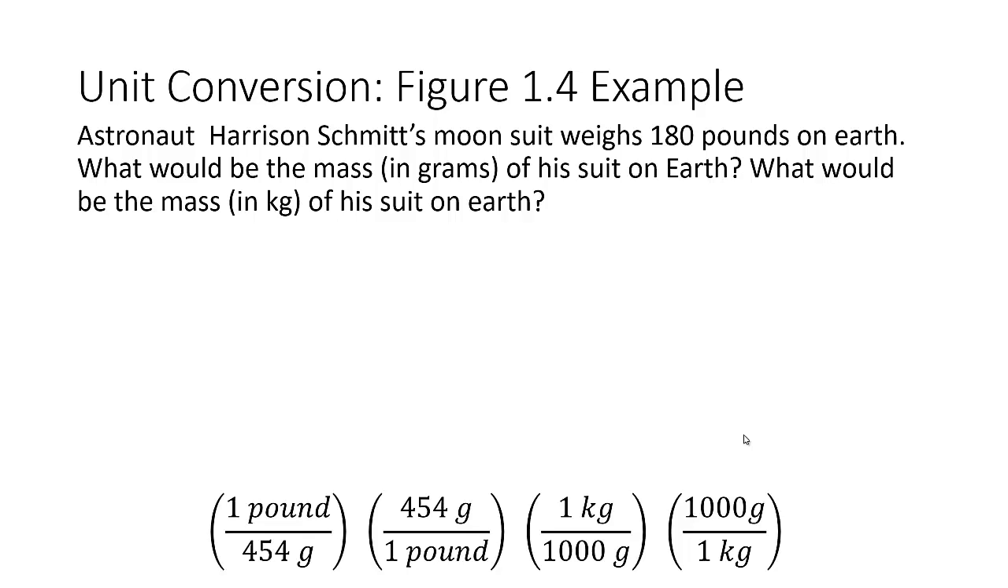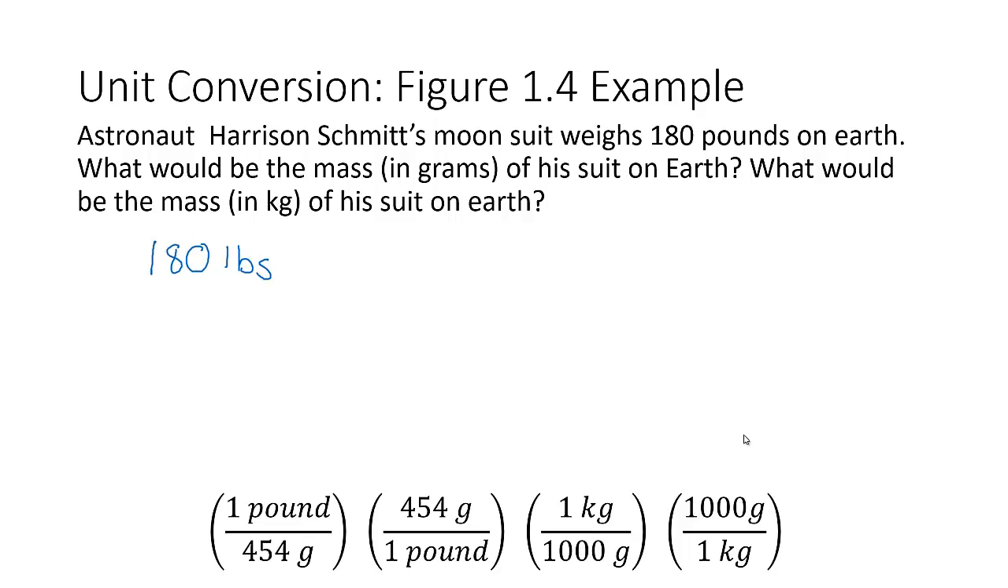Then the extra question says, what would be his mass in kilograms? So once we get it in grams, it's asking us to convert it from grams to kilograms. So we're not doing anything with Earth versus the moon, conversions like that. It's just Earth. So the first thing you want to do is write down the information from the problem. In this case, we have 180 pounds.